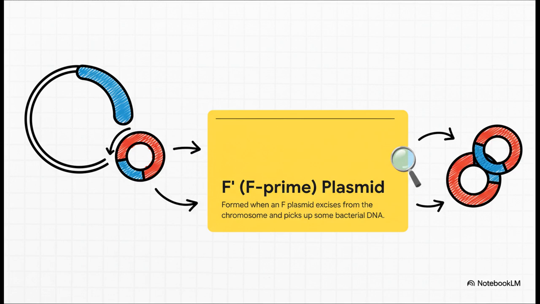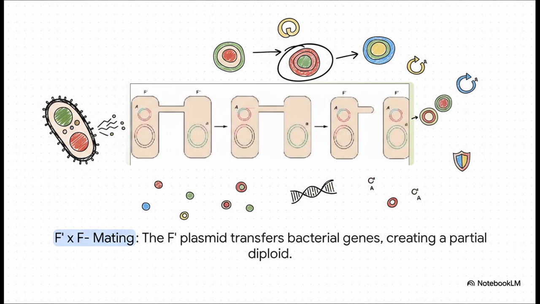And, just like we saw with specialized transduction, this excision process can be imprecise. If the F factor loops out incorrectly and snags some of the adjacent chromosomal DNA with it, it forms what we call an F prime, or F prime plasmid. Now, when an F prime cell conjugates, the process is super efficient. It transfers the entire F prime plasmid, including those specific chromosomal genes it's carrying. So the recipient is converted into an F prime cell.